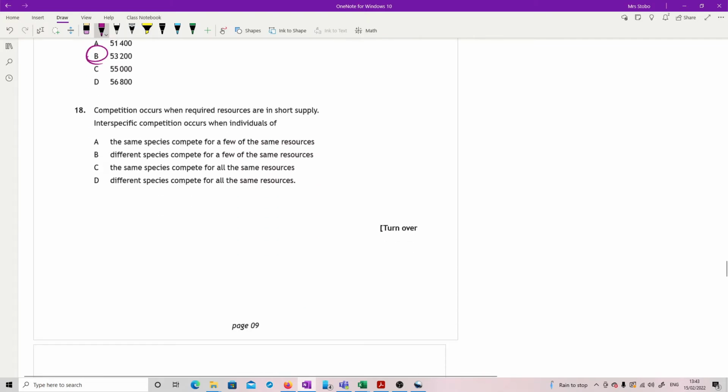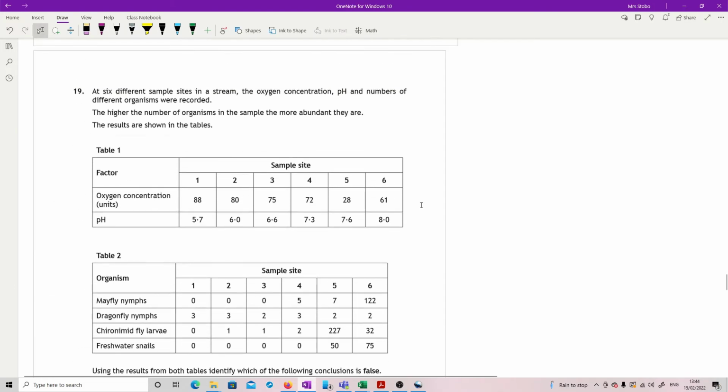Question 18. Competition occurs when required resources are in short supply. Okay, straight definition. Interspecific competition occurs when. So inter means I'm looking at different species and they need to have the same thing. Okay, and we're just looking for some of the same resources because they don't need exactly the same things. That would be intraspecific. Question 19, a lot of reading in this.